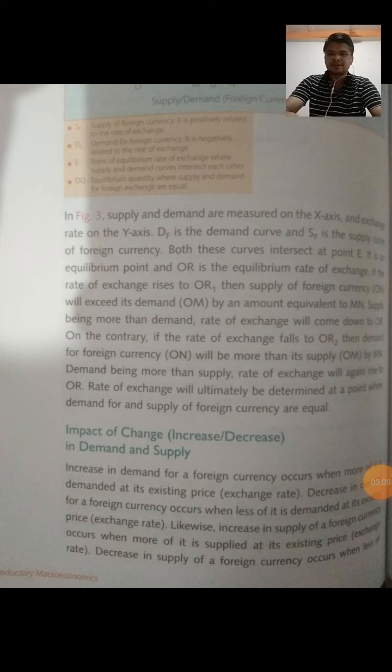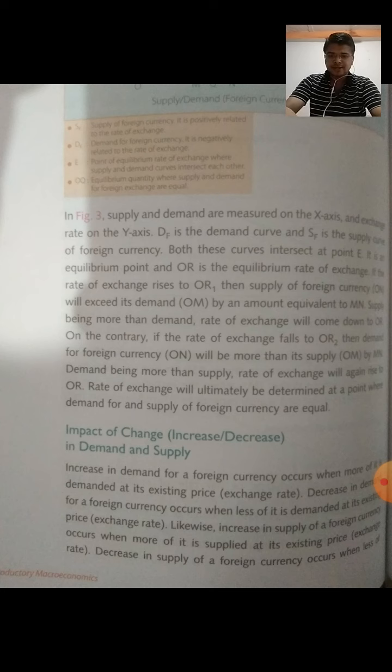Second condition, if there is decrease in demand for foreign currency, then what will happen? The price of home currency, or our currency, will appreciate. Clear? Third condition, impact of increase in supply of foreign currency. Okay, now supply of foreign currency is more. In that case, what will happen? The currency of our country will be appreciated.